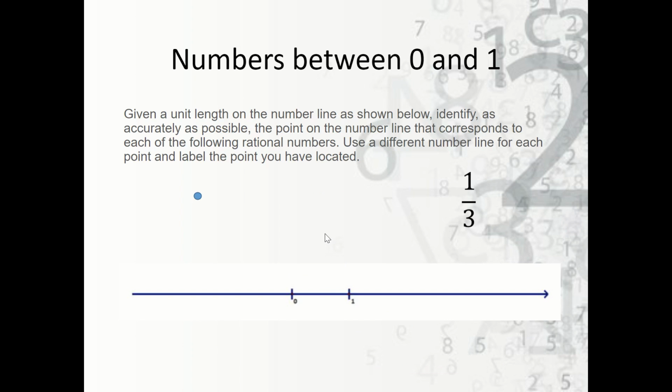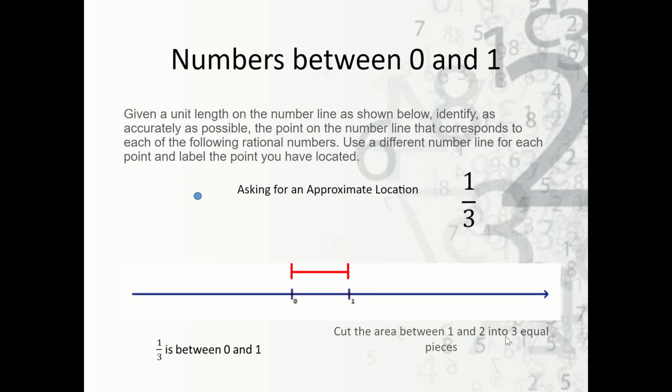Now what about 1/3? Same thing, we're looking for the approximate location. We should note that 1/3 is between 0 and 1. So we're going to start with 0 and 1, and then we're going to break this into 3 equal pieces because the denominator is 3. So there's my 3 equal pieces. Are they exactly equal? Maybe not, but close. And then we're going to go ahead and drag our point to that location, which is here. This is 1/3. So right there.